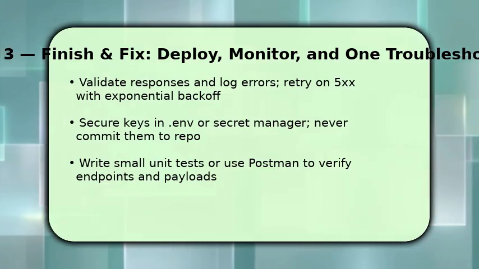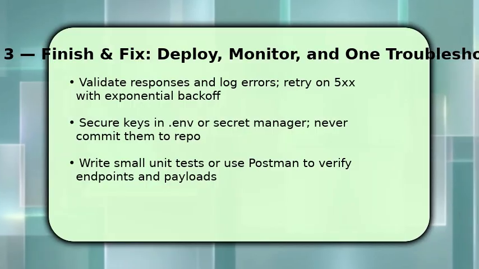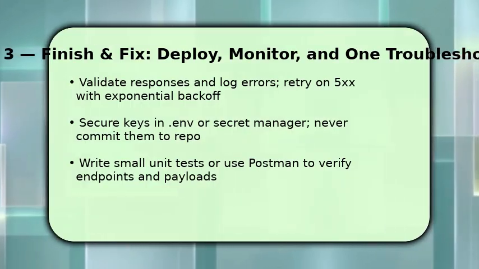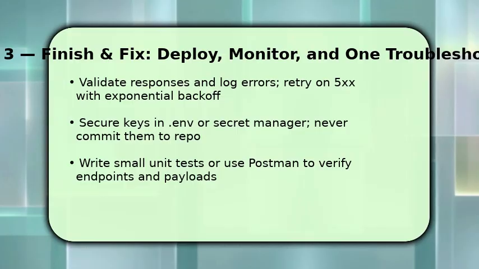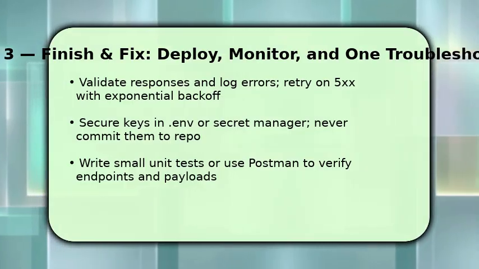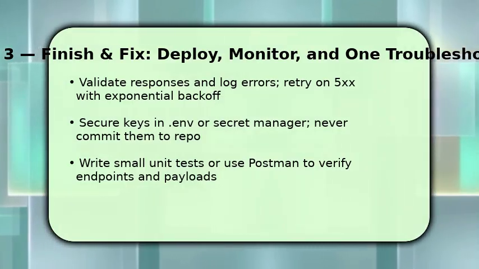If something breaks, check headers, endpoint URL, and status codes first. Often a wrong content type or expired API key is the cause. Finally, add simple tests to catch regressions.